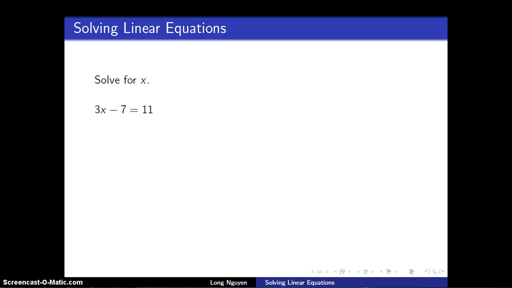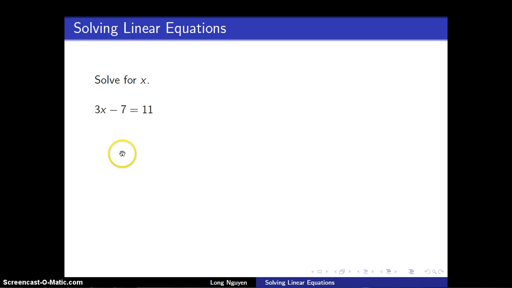Notice for these two examples, there's only one operation on x. But if I have something a little more complicated, where x is being multiplied by 3, then that result, subtract 7, and you should get 11. So to solve for x here, we need to isolate x by doing two steps.